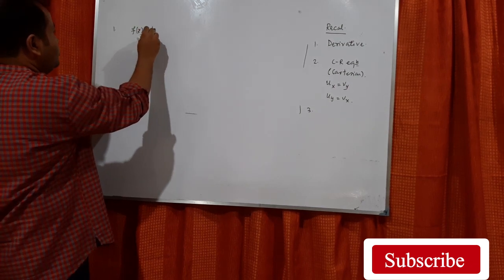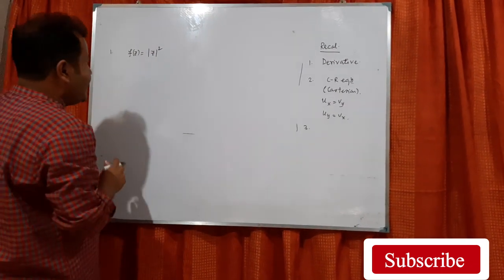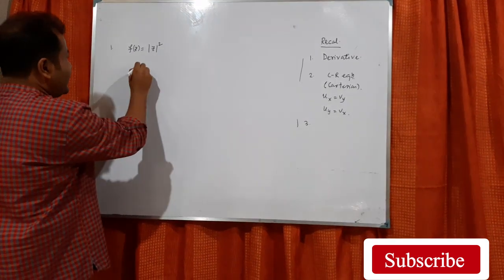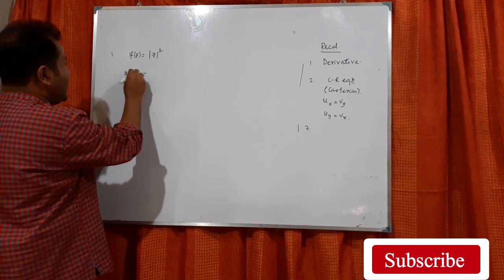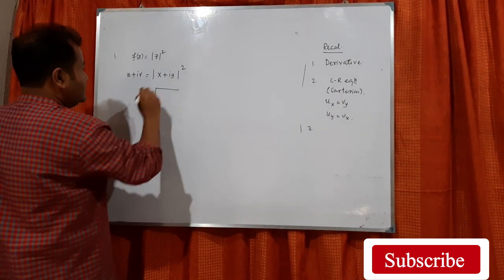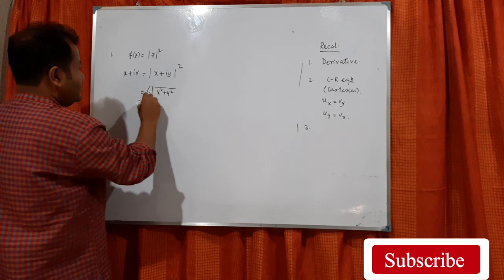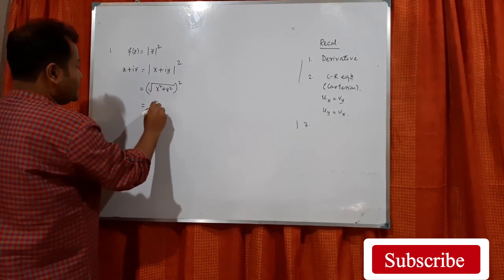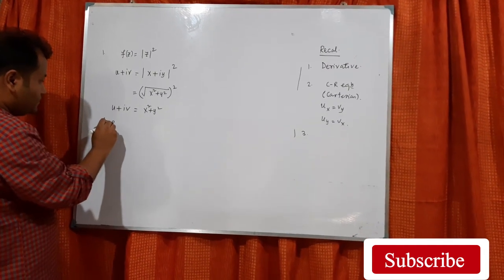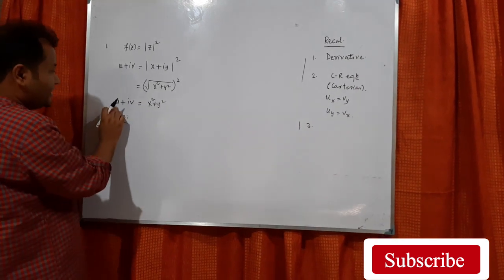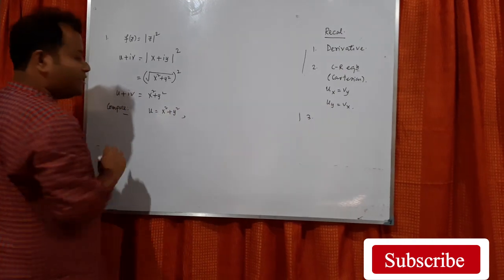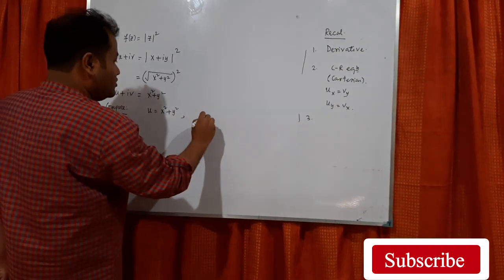f(z) equals mod of z square. Now we check whether the function is differentiable or not. So f(z) means u plus iv, this means mod of x plus iy, so that is root over x square plus y square, whole square, so x square plus y square. Comparing, the real part is u, so u equals x square plus y square, and there is no imaginary part, so v will be 0.